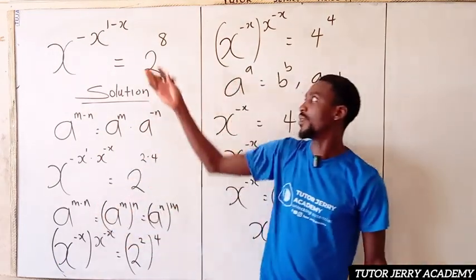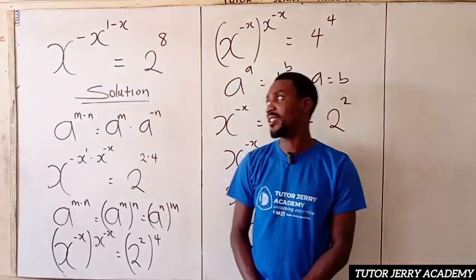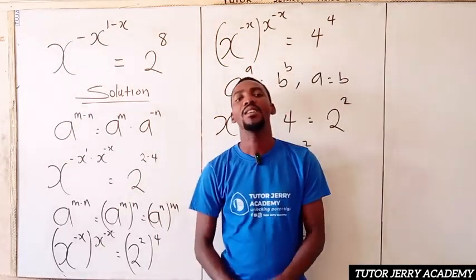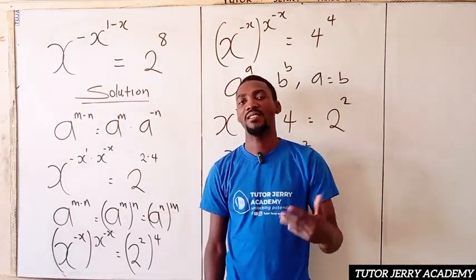So you can decide to put negative 2 for the value of x, and you are going to get your left hand side to be equal to your right hand side. Thanks.